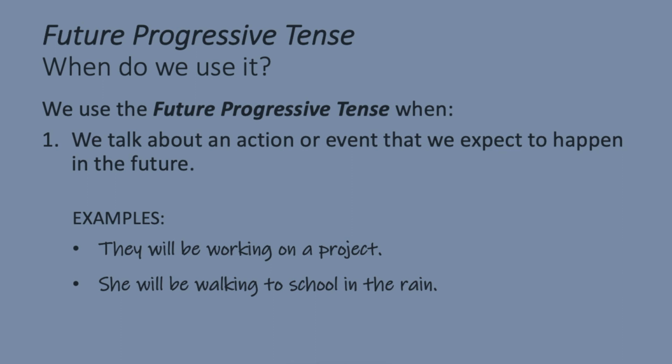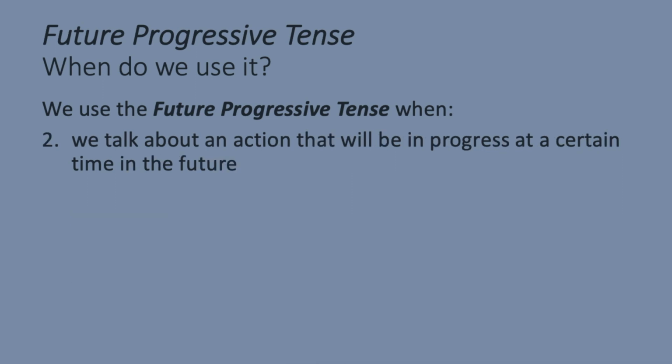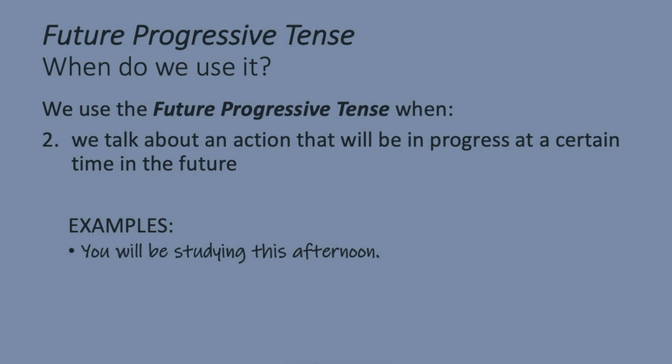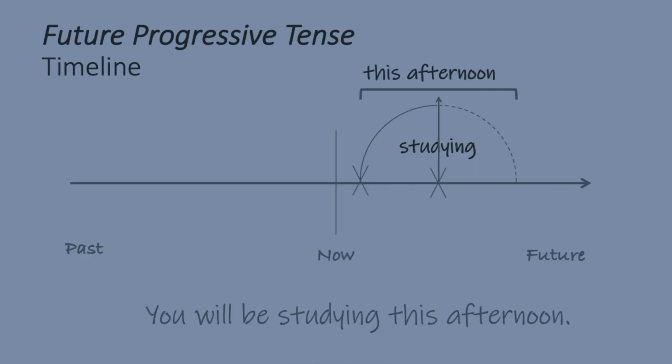The other way we use the future progressive is to describe actions that will be in progress at a certain time in the future. Some examples are, you will be studying this afternoon. Let's see how this works with the timeline. Here you can see the arc. That is this afternoon. During that time, you'll be studying. Got it? I'm sure you do.